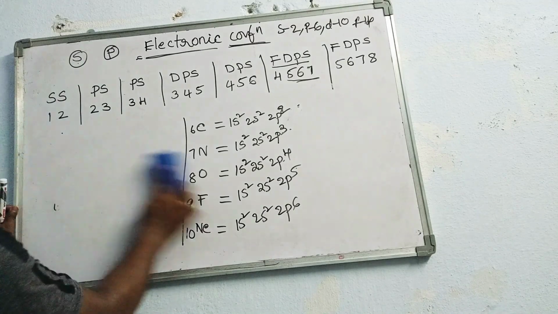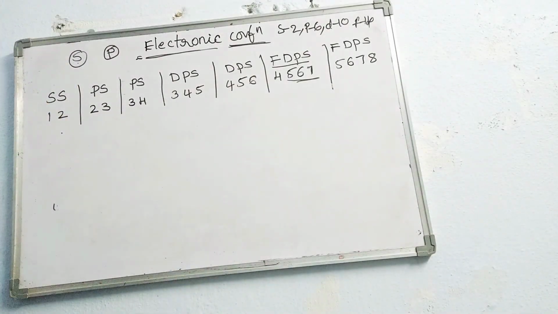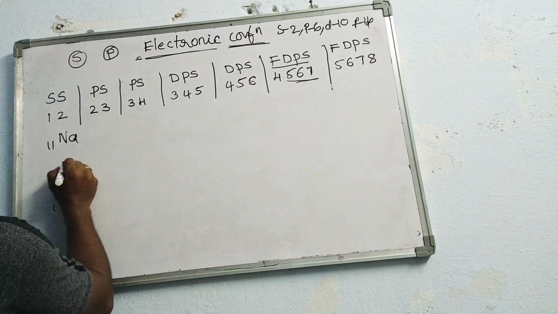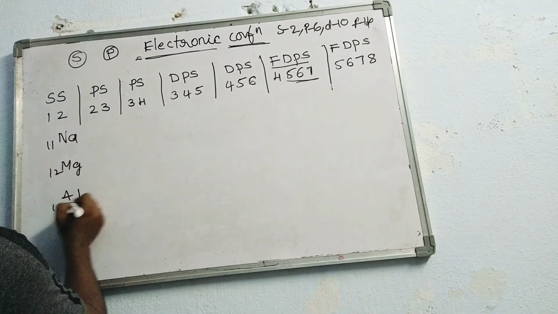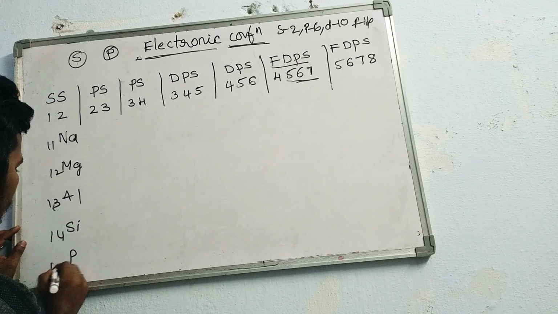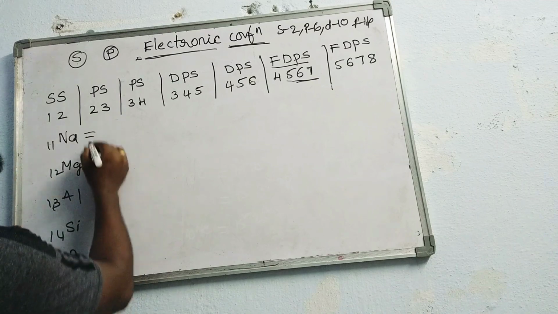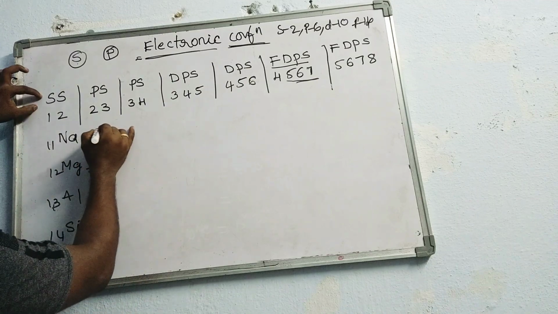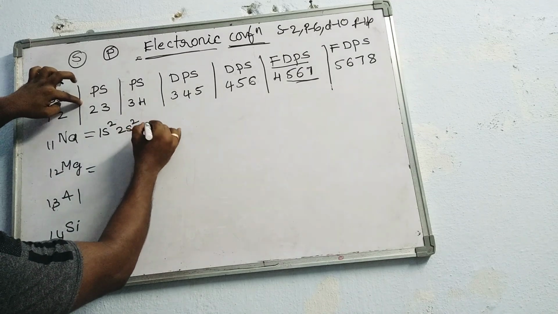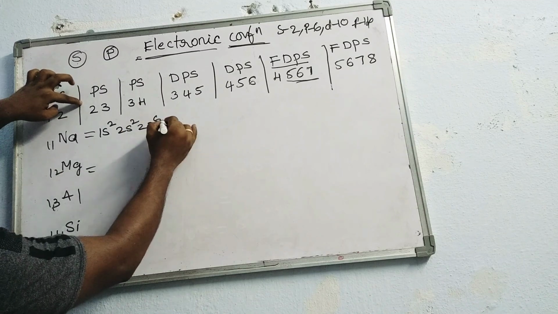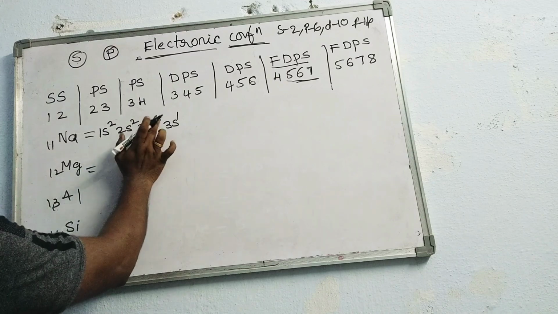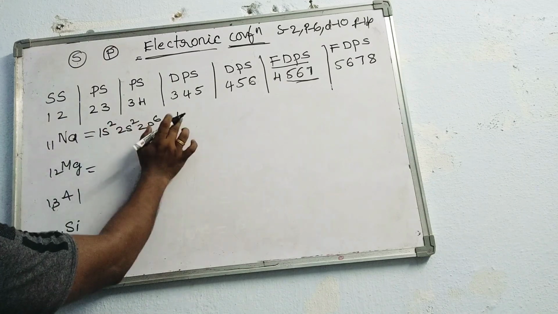So now you can see some more elements also. For example, you can take sodium, magnesium, aluminum, silicon, phosphorus. So sodium, how can you start? Again we can start with 1s2. Next one 2s2, 2p6. So total 10 electrons. After the 10 electrons we can write 3s1. See here, 6 plus 2 is 8, 8 plus 2 is 10, plus 1 is 11 electrons.